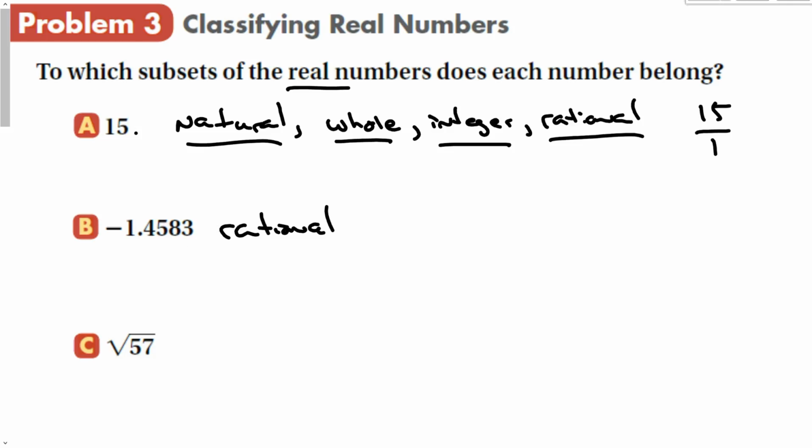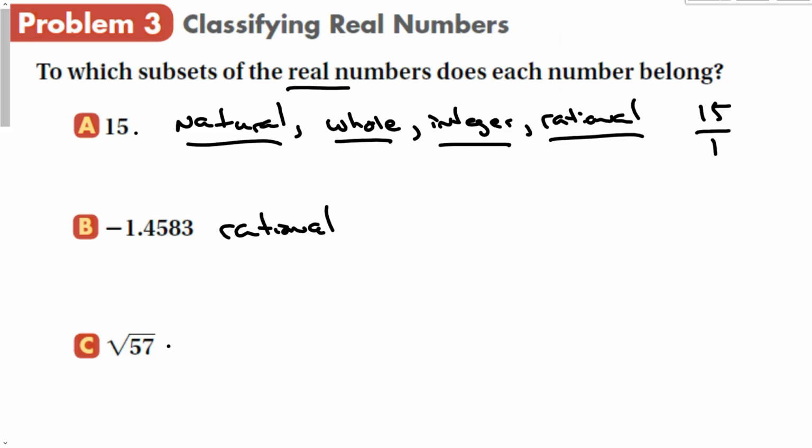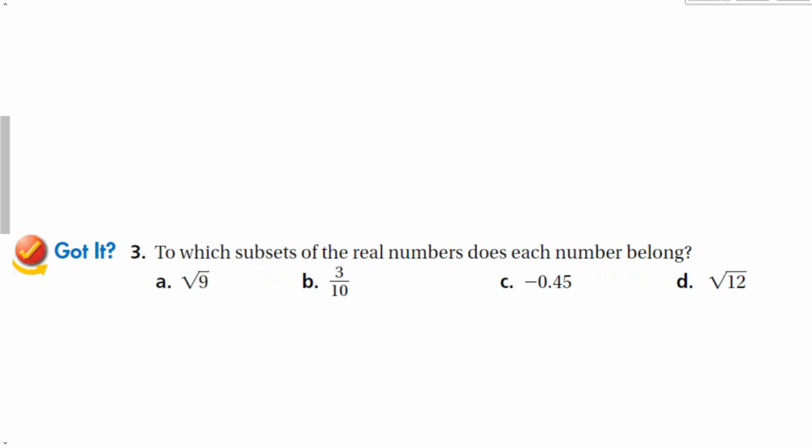If it didn't stop, it would have ellipses like that with no particular pattern going on. Okay? However, the square root of 57, I can check that if I'm not sure, but I am sure it doesn't work. Look at all these decimal points right there. Okay? So the square root of 57 is irrational. Okay? Irrational. Let's look at a few more.